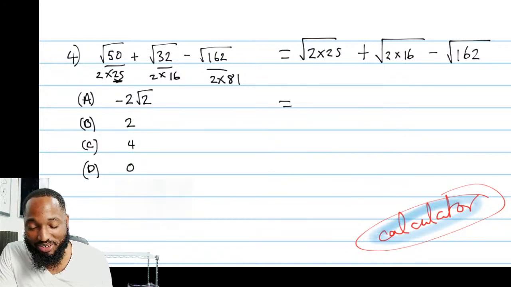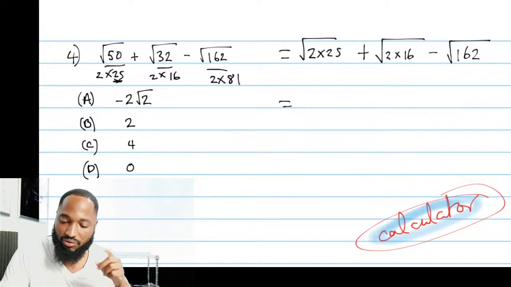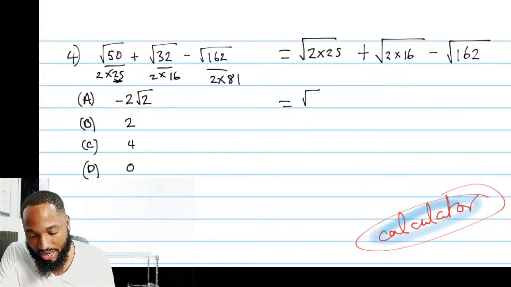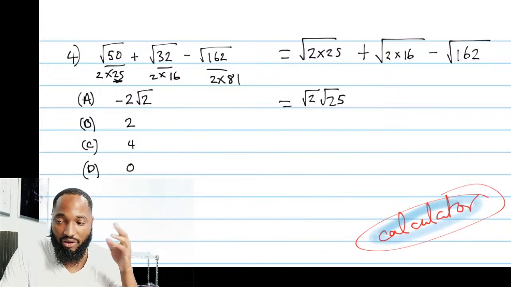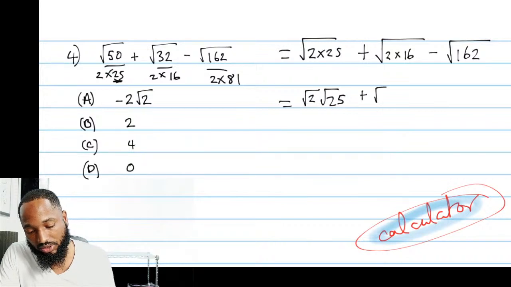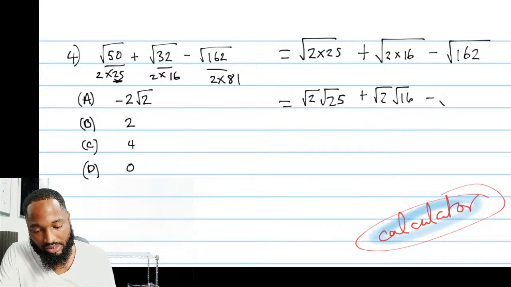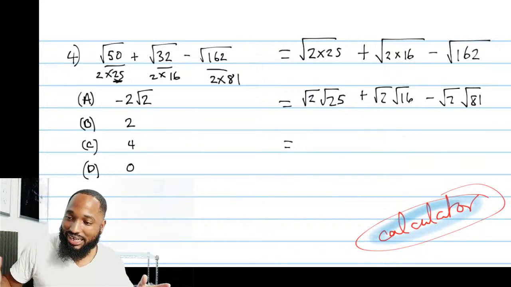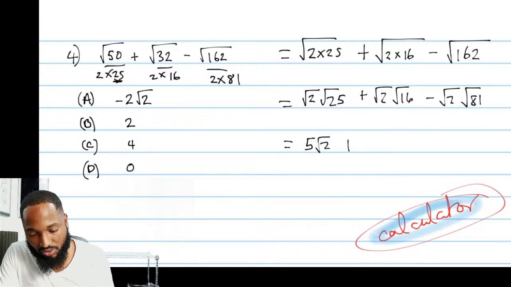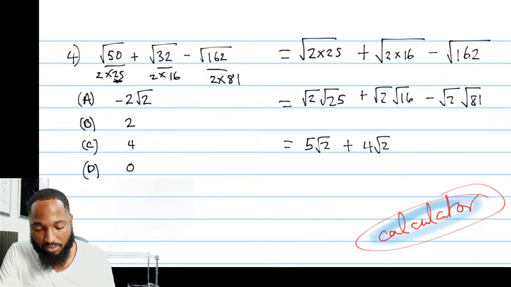So the square root of 2 times 25. When it's like this, you can actually separate it: square root of 2 times square root of 25, plus square root of 2 times square root of 16, minus square root of 2 times square root of 81. That is allowed. You can verify that on your calculator. The reason we're doing that is because the square root of 25 is a clean answer. 5 square root of 2 plus 4 square root of 2 minus 9 square root of 2, since the square root of 81 is 9.